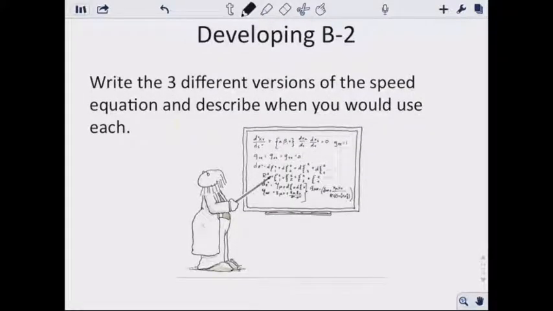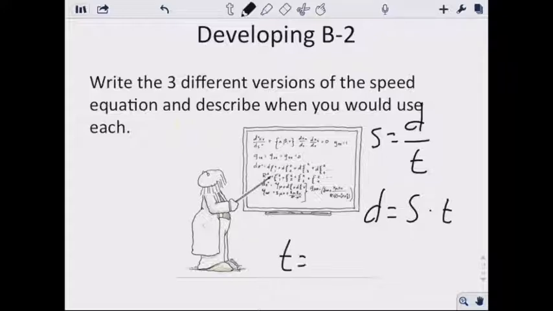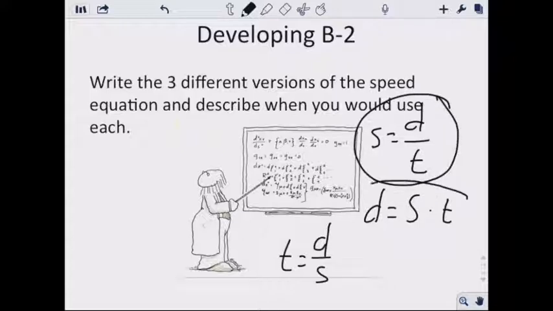It says, why does algebra make your life easier in this class? Because you only need one equation, and you can solve for multiple things using that one equation. Our next one says, write 3 different versions of the speed equation and describe when you would use each. So our first version is going to be speed equals distance all over time. That is when we're solving for speed. We can rearrange this, multiply both sides by time, and we get distance equals speed times time. And then we can take that equation and divide both sides by speed, and time equals distance all over speed. So here's where we'll be solving for speed. This is where we're solving for distance, and this is where we're solving for time.